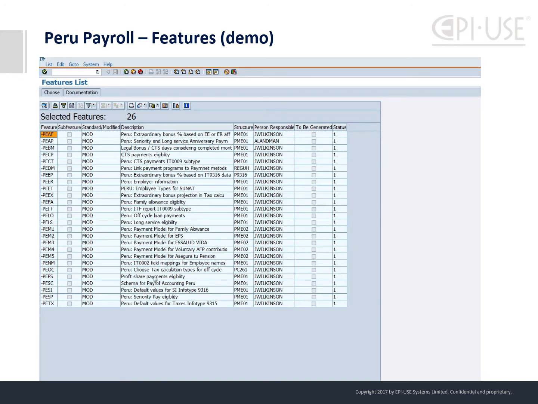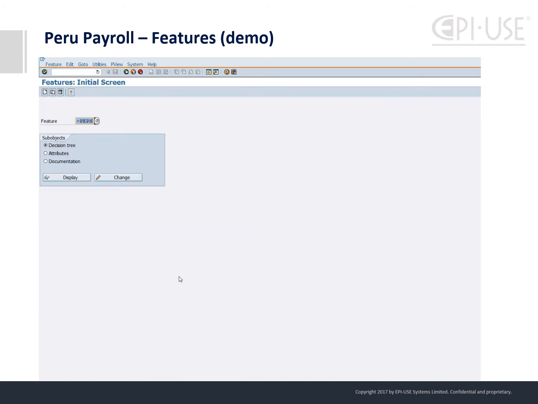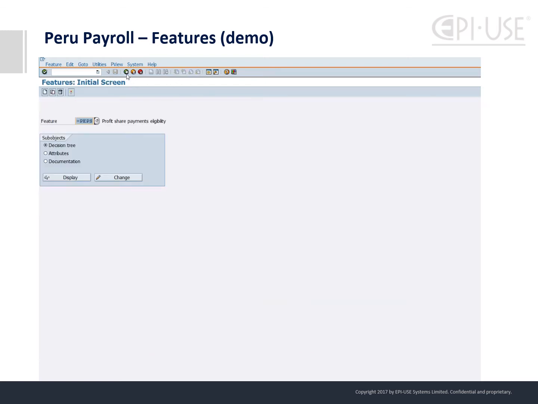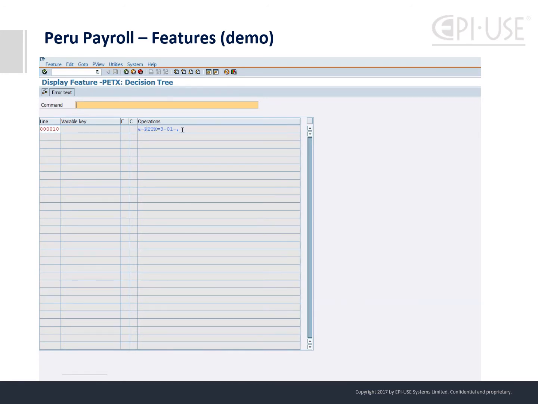For example, let's look at this one, the profit share payment eligibility. In here we see there is some functionality, but it can be switched on or off depending on a decision you make in your structure. So it gives you that flexibility. Another example is the PETX default values for your tax info type 9315. In here, default values can be set up so that whenever the info type is created, it defaults some values for you. This is just a straightforward one, but it can also add a decision into here.